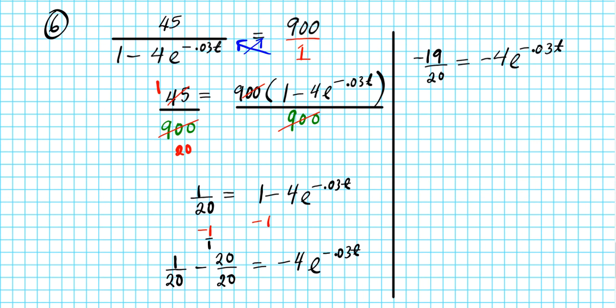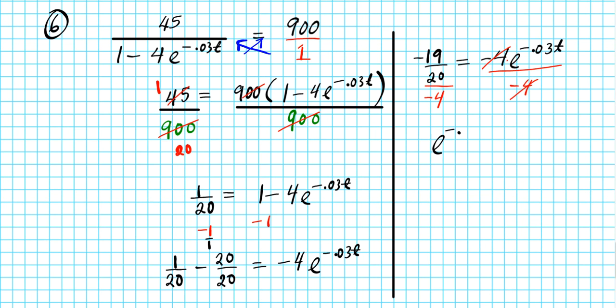Now how do we proceed? We're zooming in on this variable exponent, so we're working our way from outside inside. Negative 4 is the next number to be moved to the other side. Since it's been multiplied here, we'll simply divide both sides by negative 4. On the right side, this divides out, and then we have negative 19 over 20 divided by negative 4. We can enter this into the calculator.